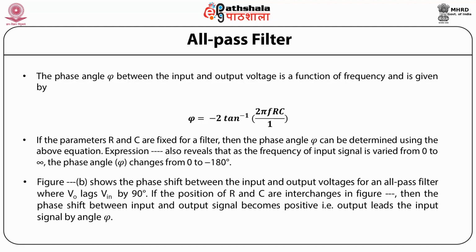The figure shows the phase shift between input and output voltages for an all-pass filter where V0 lags Vn by 90 degrees. If the positions of R and C are interchanged in the circuit for the all-pass filter, then the phase shift between input and output signal becomes positive. That is, the output leads the input signal by angle phi.